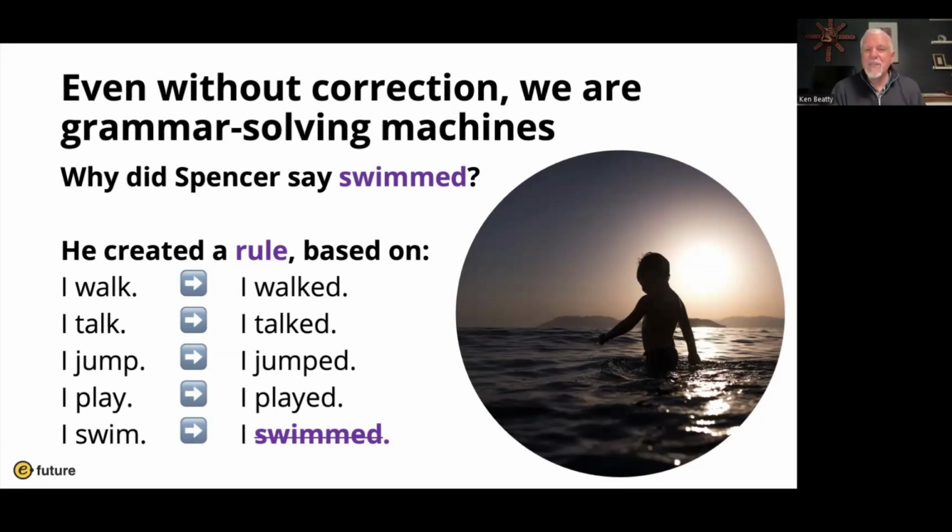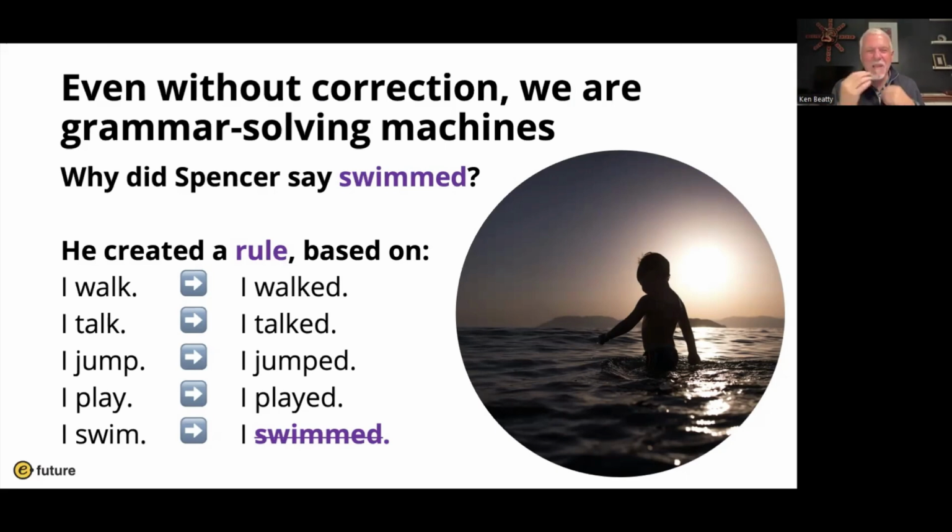So here's the question: why did Spencer say "swimmed"? I don't say that. His mother doesn't say it. His older brother doesn't say "swimmed." So why would he say that? Well, I think he created a rule, and his rule was based on other words that he knew. So I walk, I walked. I talk, I talked. I jump, I jumped. I play, I played. I swim, I swimmed. But in this case, it's an irregular past tense verb.